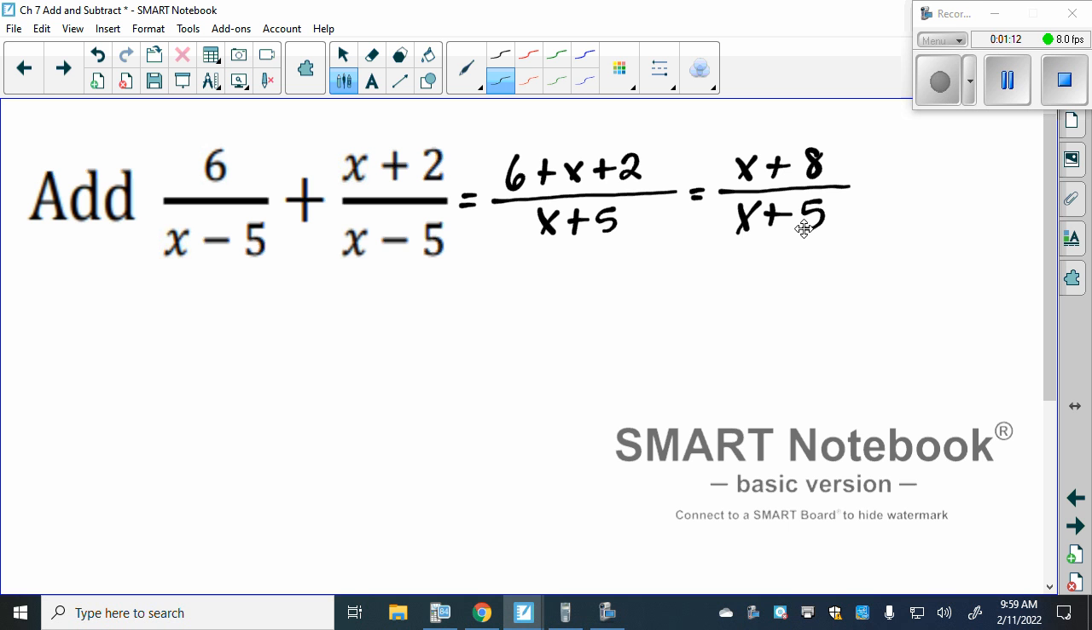But before we can officially be done, we need to make sure there's no greatest common factor in the numerator, denominator, or anything we can factor. Well, x and 8, there's no greatest common factor. X and 5, we can't do anything with. And again, because of the plus sign, these are stuck together.